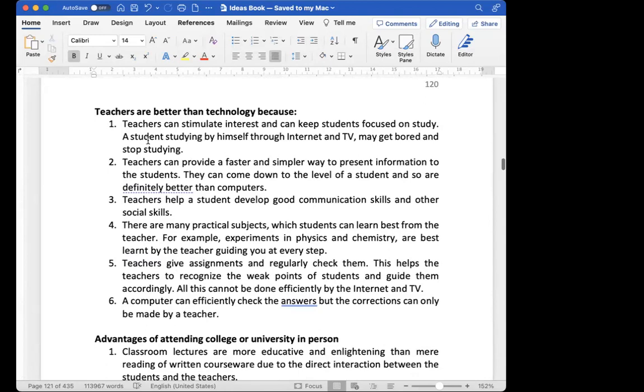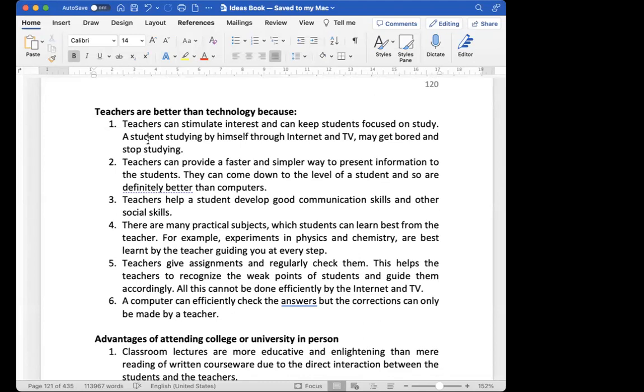Teachers can stimulate interest. Teachers can incite the interest of children and can keep students focused on study. A student studying by himself through the internet and TV may get bored and stop studying. Teachers can provide a faster and simpler way to present information to the students. They can come down to the level of a student and so are definitely better than computers. Teachers help a student develop good communication skills and other social skills. Then there are many practical subjects students can learn best from the teacher. For example, experiments in physics and chemistry are best learned by the teacher guiding you at every step.